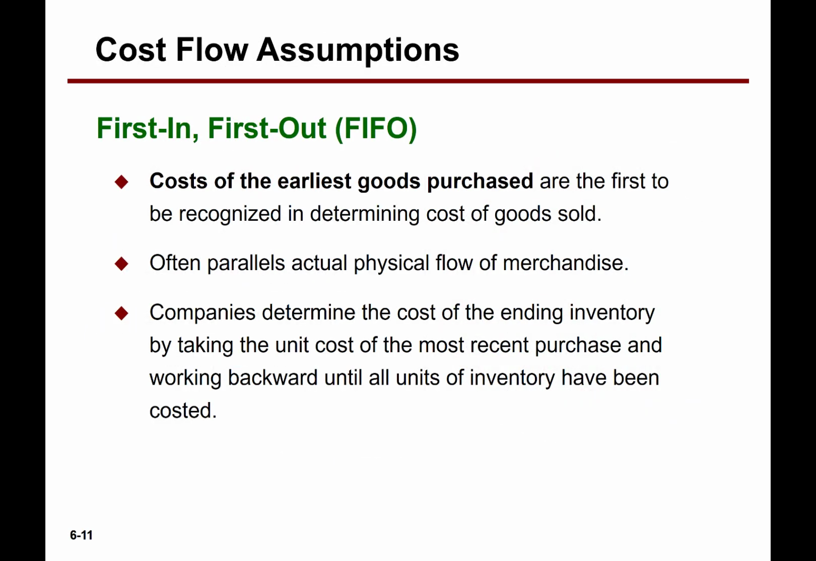And let's talk about first in, first out. Okay. Cost of the earliest goods purchased are the first to be recognized in determining cost of goods sold, and it often parallels the actual physical flow of merchandise. Now you can go ahead and put next to that that is an advantage. That is an advantage of FIFO. Okay, so I could ask you on your exam, what is an advantage of FIFO? And one of the advantages is it matches the actual flow of goods, so it's pretty easy, isn't it?